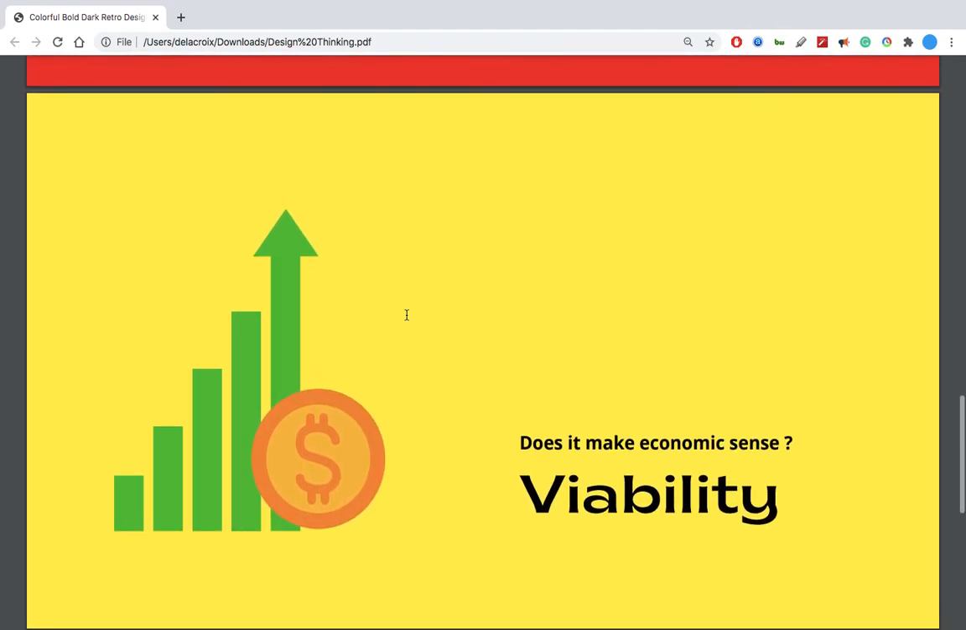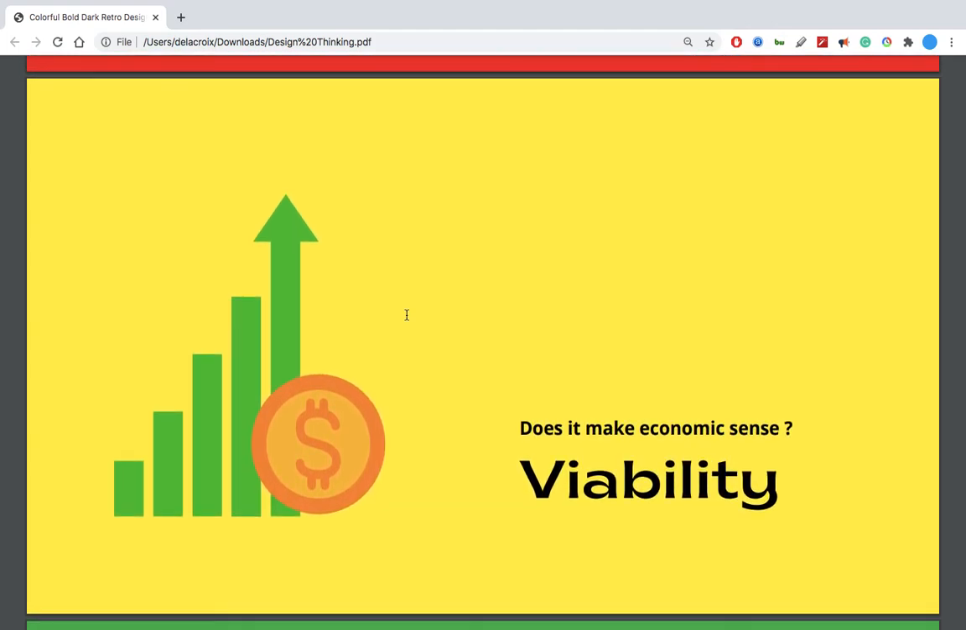Now the third lens is the viability lens. So maybe you found an idea which is required or demanded or needed by a lot of people, so it's desirable. Then it is also feasible that you can do it. Maybe it does not cost too much money, does not require too much technology or too many people, so it's feasible. But then the third lens, which is the viability, talks about the economic sense, the revenue, the profit, right? And how much money you can earn, that is also very important.